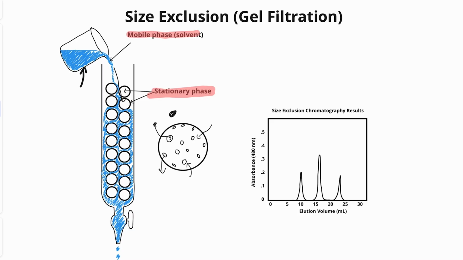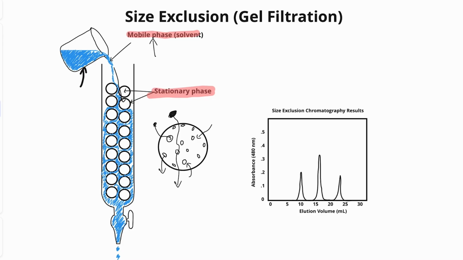Larger molecules can't fit into the pores, so instead of getting trapped, they will move right past the beads through the column. After we pour our initial sample through the column, we continue to pour more of our mobile phase through the column to wash out any molecules that get trapped. And we do that until all of the molecules that we need have been washed out of the column.